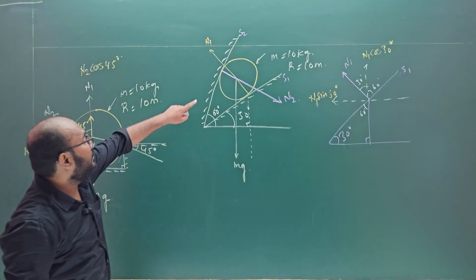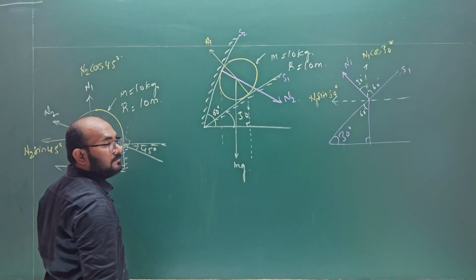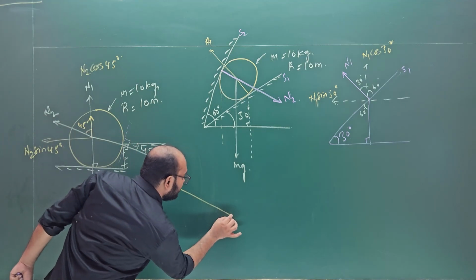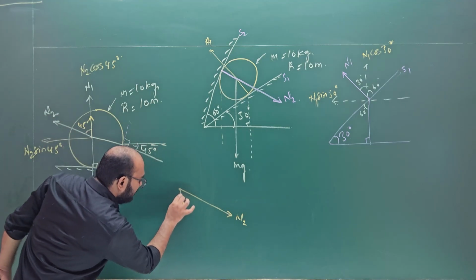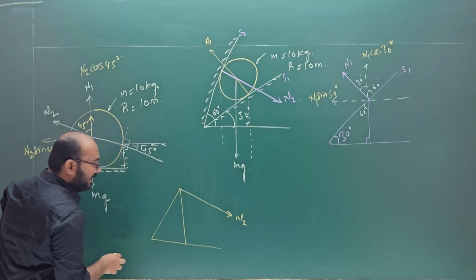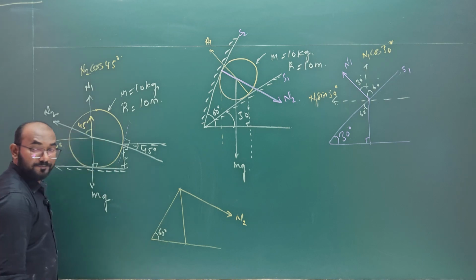Okay, similarly over here, can I also draw one more straight line like this? Then again you will be finding one triangle over here. This is the direction of N2, and you will be finding one more triangle like this. And now this angle with this surface is 60 degree.